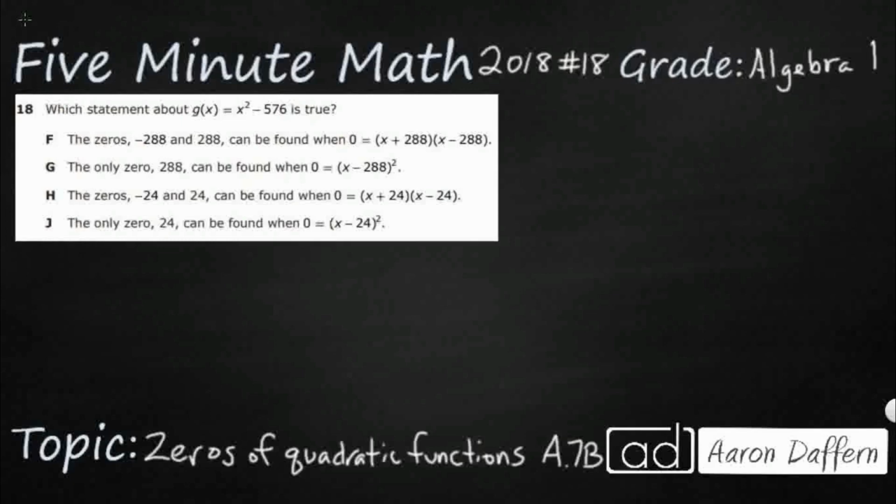Today we are looking at the Algebra 1 concept of zeros of quadratic functions. This is standard A.7B in the great state of Texas, and we are using item number 18 of the 2018 released STAAR test. If you haven't done so already, please go ahead and take a moment to pause the video, work this problem out on your own, unpause it, and we will look at our answers together.